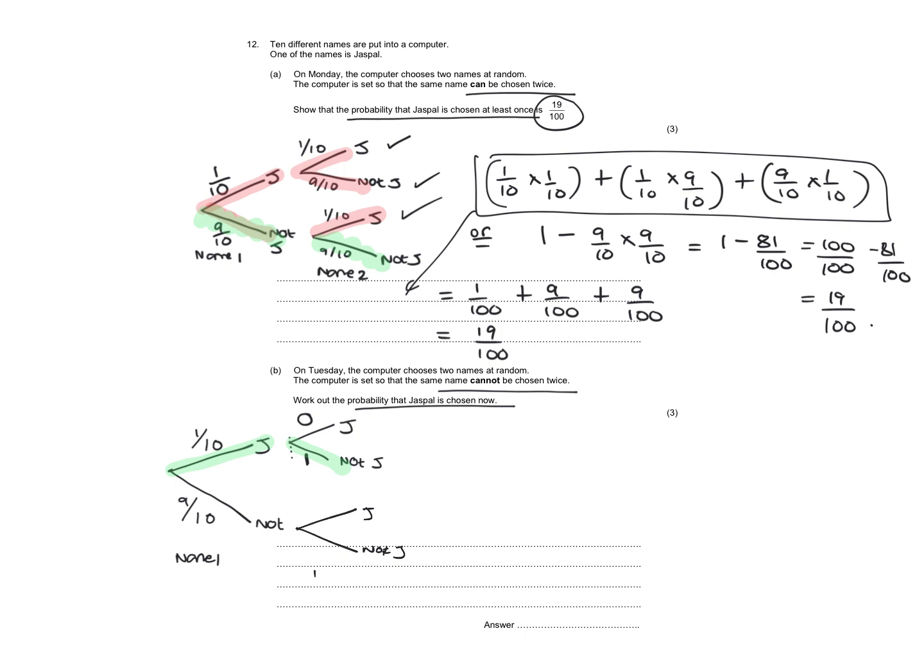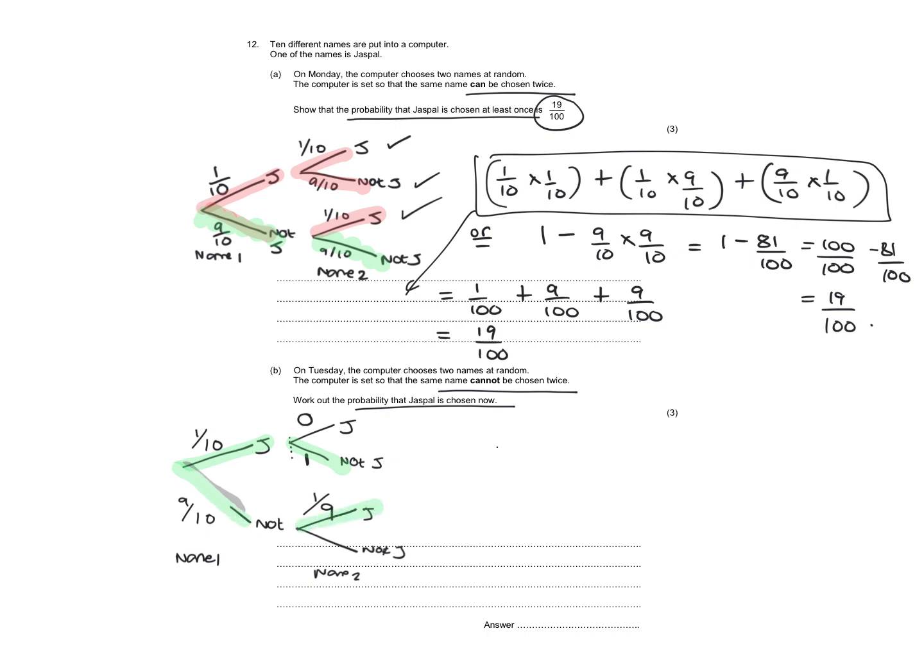Now, if he's not chosen first of all, he could be chosen in the second time of choosing for name 2, and this time it's a probability of 1 in 9, because of course, having chosen somebody the first time, we're now choosing out of 9 names rather than 10 names, because you cannot choose the same name twice. So that means we need to follow this path here and then this path here.